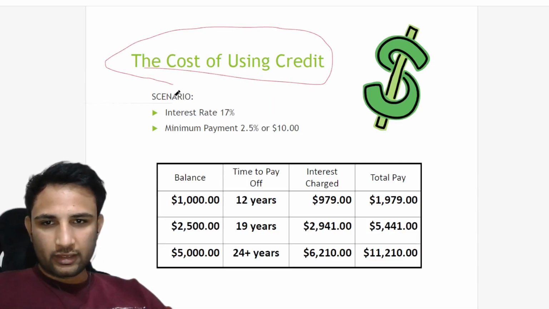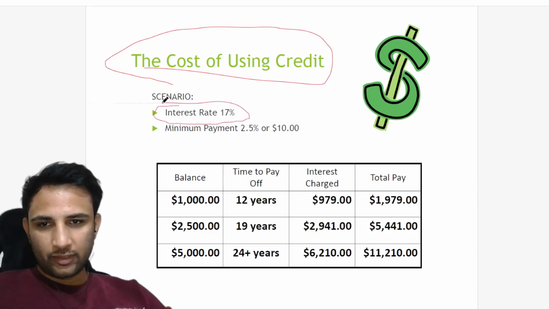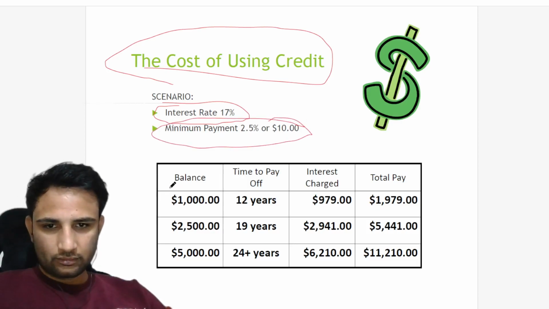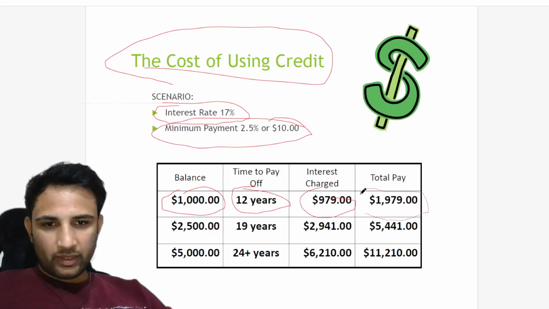The cost of using a credit card. Let's suppose the interest rate is 17%, and the minimum payment is 2.5% or $10. Say there is a balance of $1,000 on a person's credit card, and the time to pay off is 12 years. The interest charge alone is $979, and the total amount he has to pay after 12 years is $1,979.